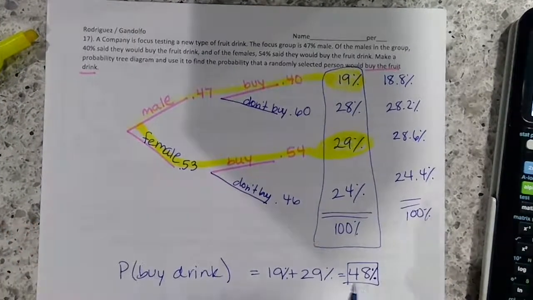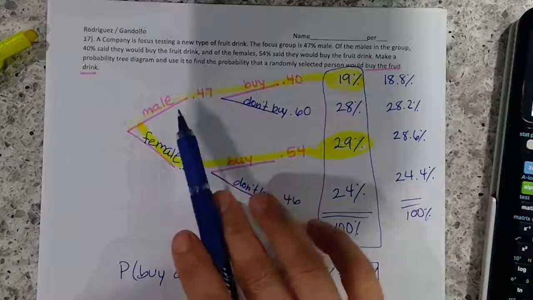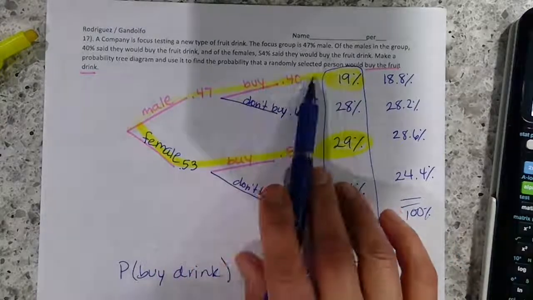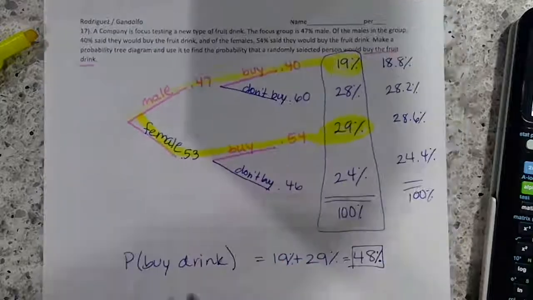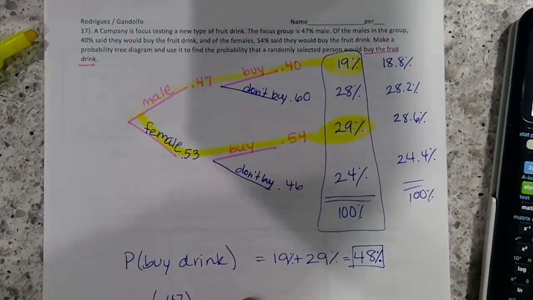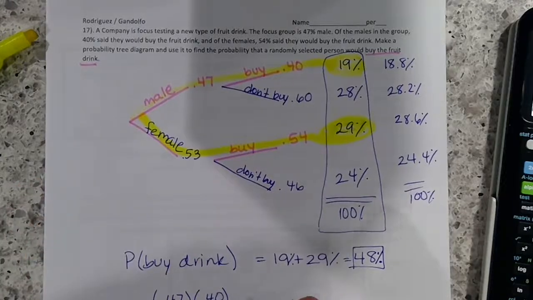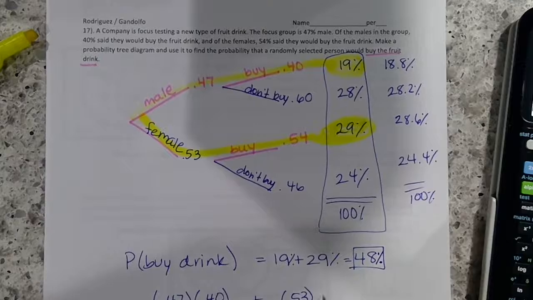Why is this confusing, or why do students miss this? Most of the time when you're doing probability, you're always multiplying. So probability that you're male and that you buy this is going to be 0.47 times 0.4. But you could have also been female and that you bought this. So that's 0.53 times 0.54. Whatever that is, and then add those two.